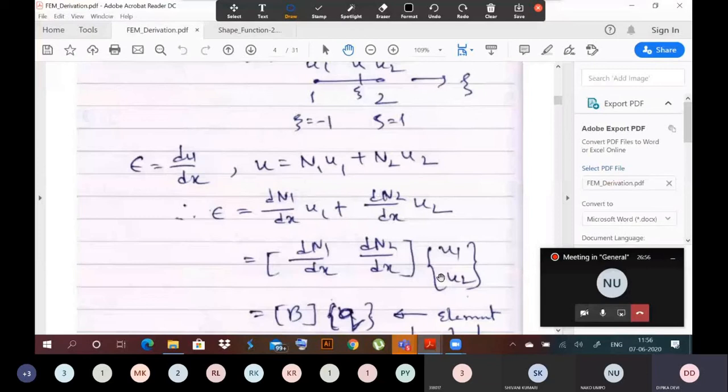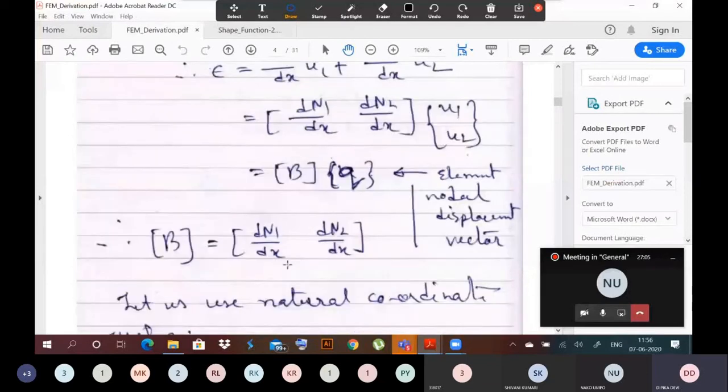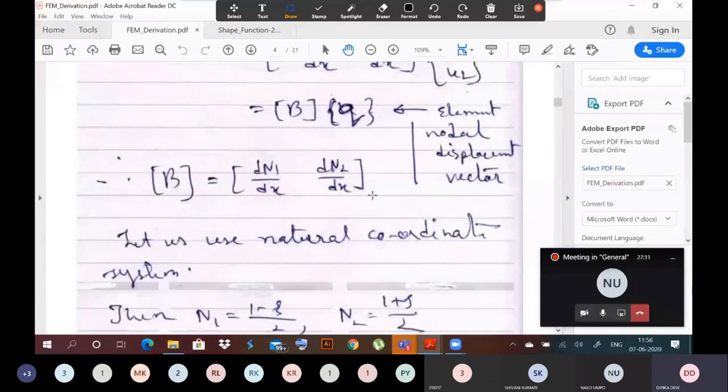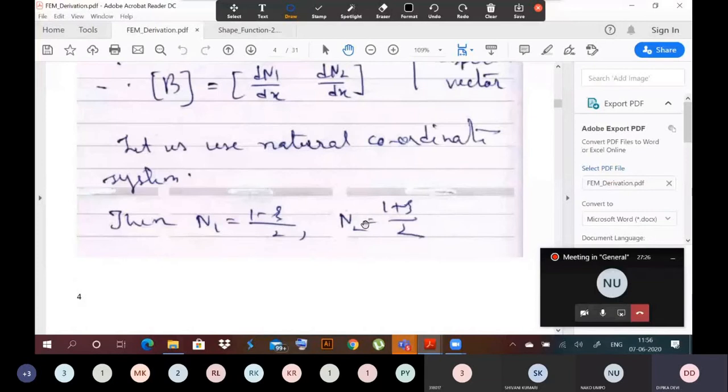Now let us use the natural coordinate system. N1 is equal to (1 minus xi) by 2. N2 is equal to (1 plus xi) by 2. This shape function you have to remember for a two-noded bar element. If you are asked to derive the B matrix for a two-noded bar element, you don't have to derive the shape functions. A few you have to remember: the shape functions for a two-noded bar element, shape functions for triangular elements in terms of the natural coordinate system, and shape functions for four-noded rectangular elements. These are very simple, and I have already told you the tricks for how to remember them, so you can remember easily.